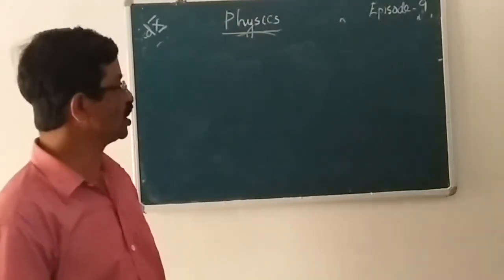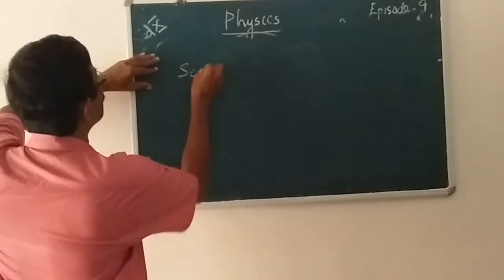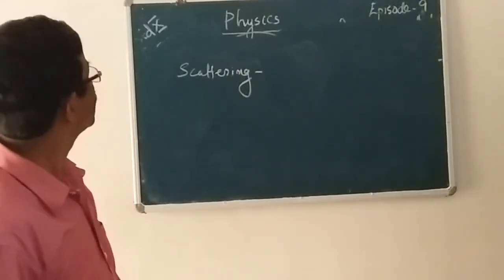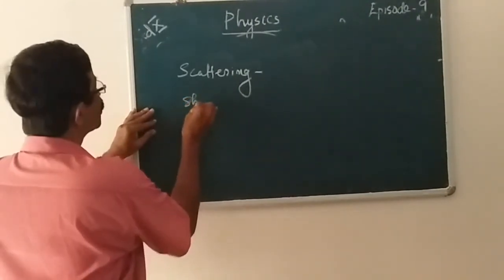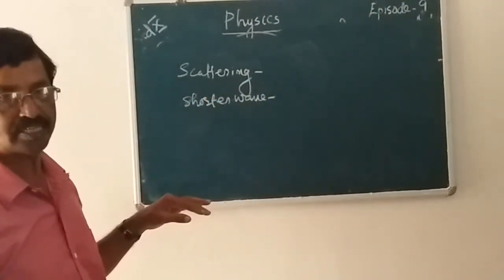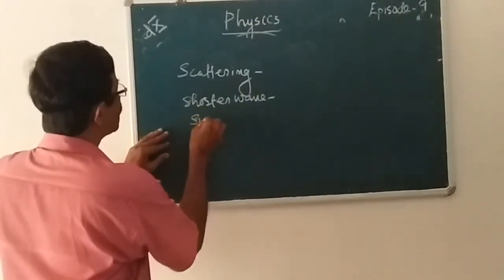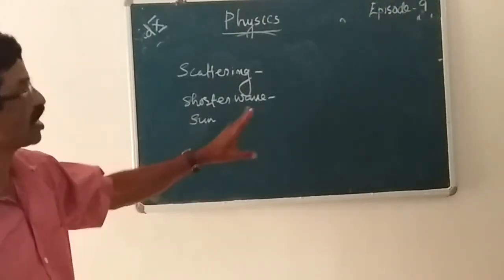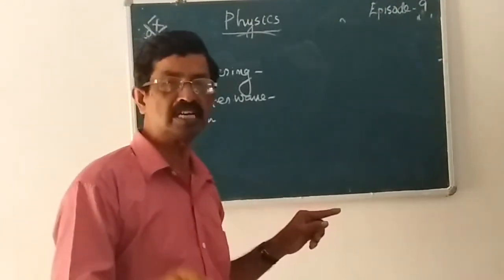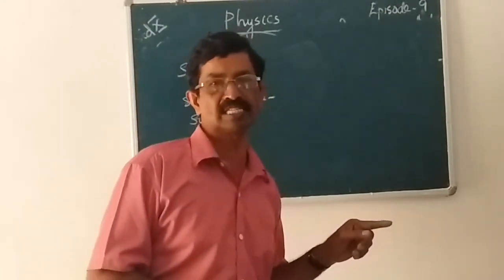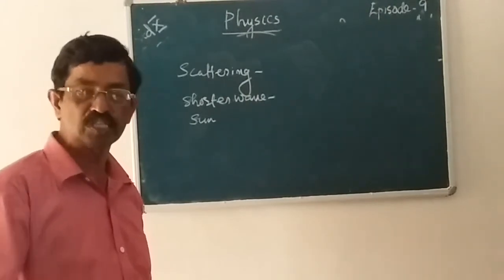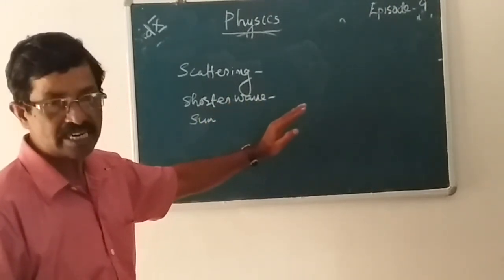See, what are the things you want to remember about scattering? First of all, scattering is partial and irregular reflection. Second, which color is scattered more? Shorter wavelength light is scattered more than longer wavelength light. Why do the rising and setting sun appear red? Because at that time light has to travel a longer distance and also through thick atmosphere. Because of that, shorter wavelength light is scattered and lost. Then the longer wavelength light, red, only reaches our eye, because of that it appears red in color.